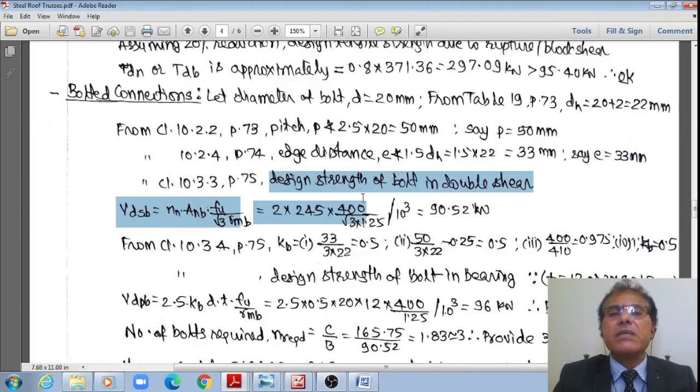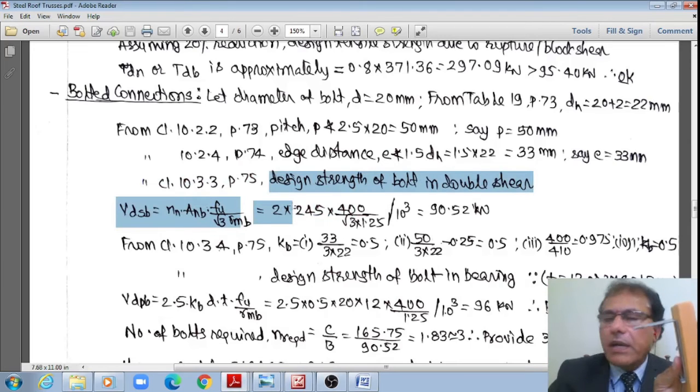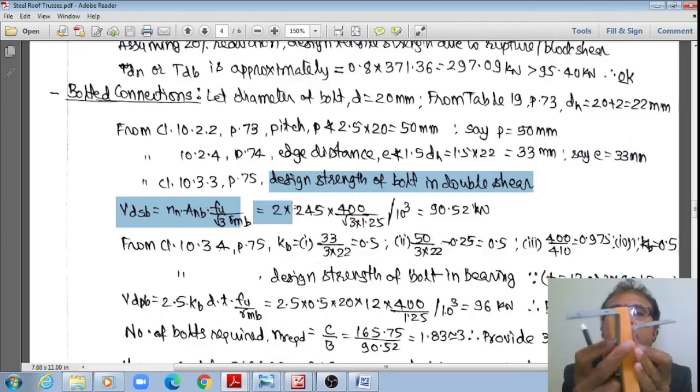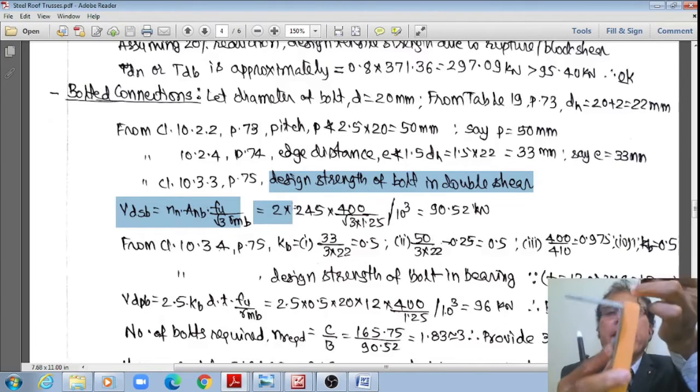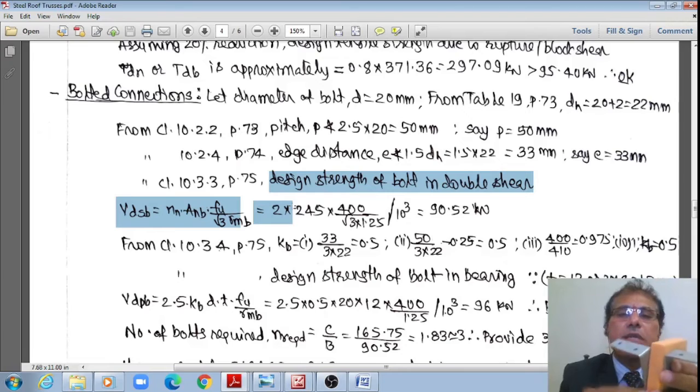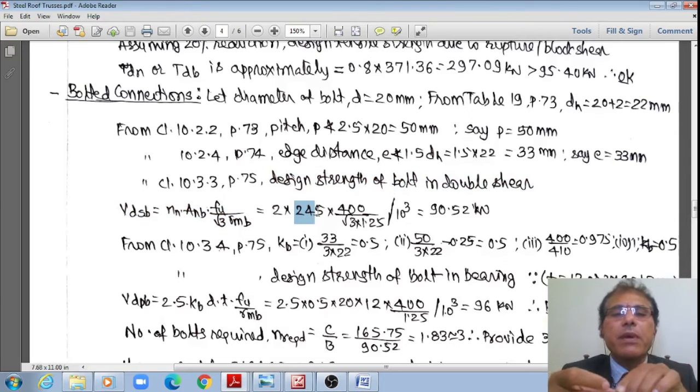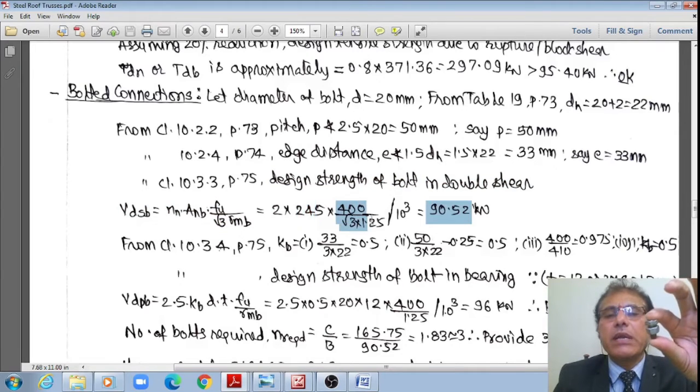Therefore, the design strength of the bolt in double shear. Please see that the bolts are in double shear because here there is one shear plane as well as another shear plane, right? Therefore, it is in double shear. Hence, that works out as 2 for double shear, multiplied by area of the bolt 245, multiplied by FUB equal to 400 divided by root 3, divided by 1.25, that whole divided by 10 to the power 3. It works out in double shear for a 20 mm bolt to 90.52 kilonewton.